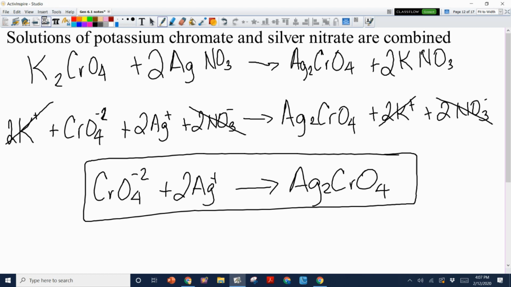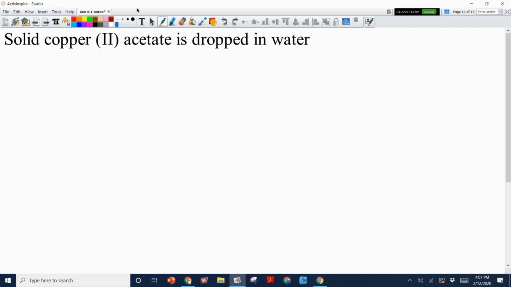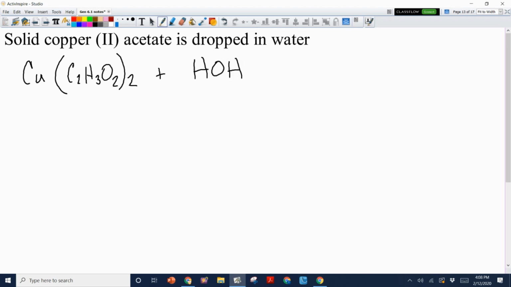Okay, and our next example, solid copper 2 acetate is dropped in water. All right, so copper 2, so we have Cu, that's got a plus 2 charge, that's what copper 2 means. Acetate, C2H3O2, that's your acetate ion, it's got a negative 1 charge. So swap and drop, that means that we're going to need 2 acetate ions to bond with that. So I'm going to have to put this in parentheses and have my 2 here. Is dropped in water. So I'm going to do HOH. Remember, I told you from here on out, we're going to write water as HOH. It just makes things a lot easier.